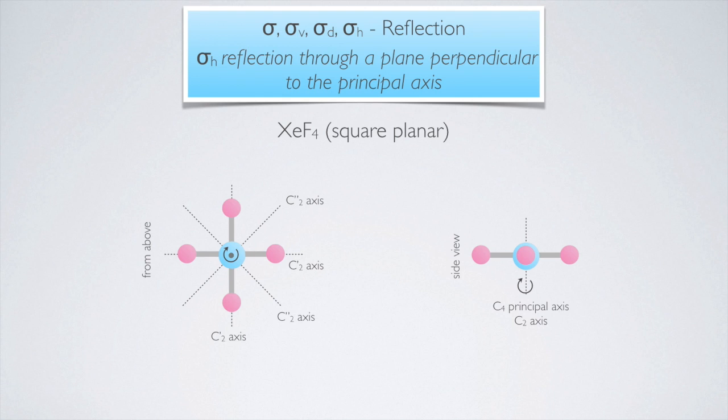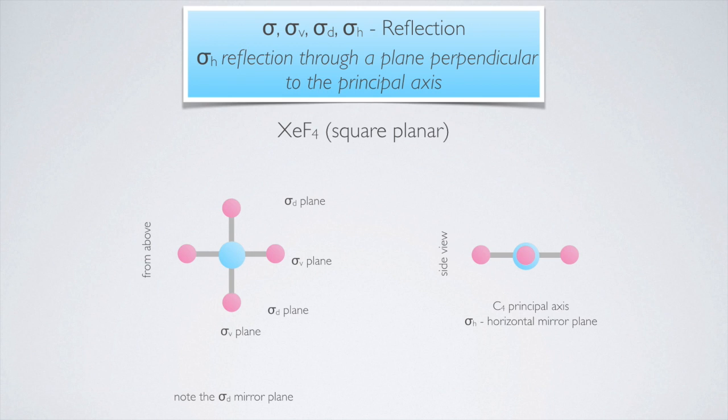But we also have a mirror plane, as you can see on the right hand side there. It's a horizontal mirror plane. It lies in the plane of the xenon and the four fluorine atoms, and is perpendicular to the principal axis.